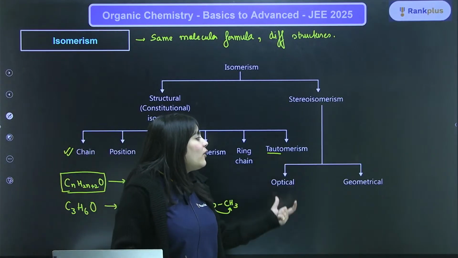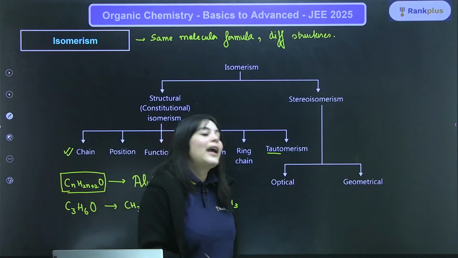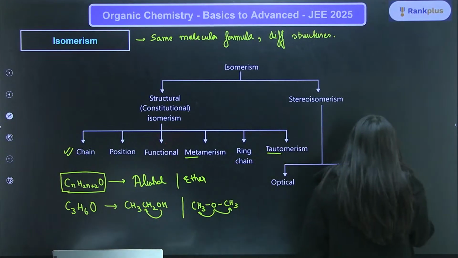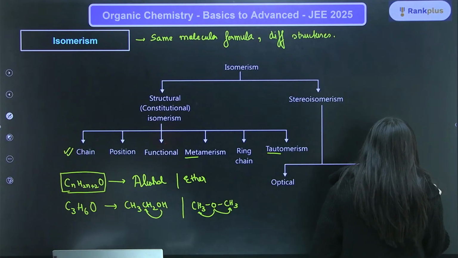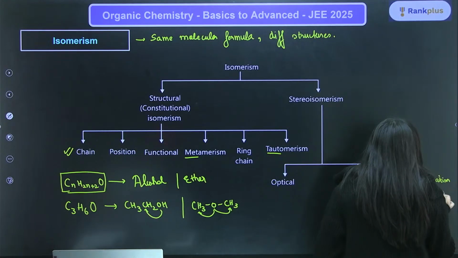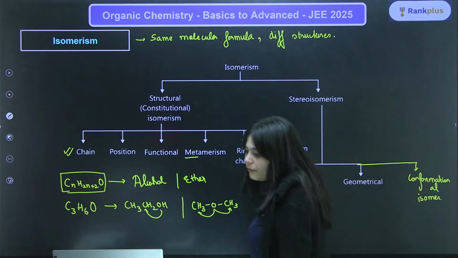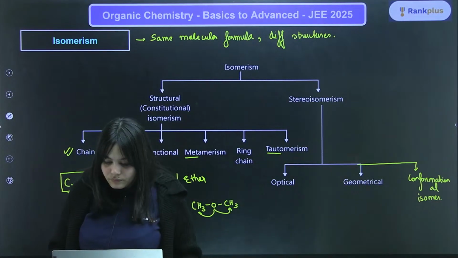So once again, stereoisomers are of three types actually, right? One more type is your conformational isomer. What is it called? It is called conformational isomer, right? Very, very important. Conformational isomers.